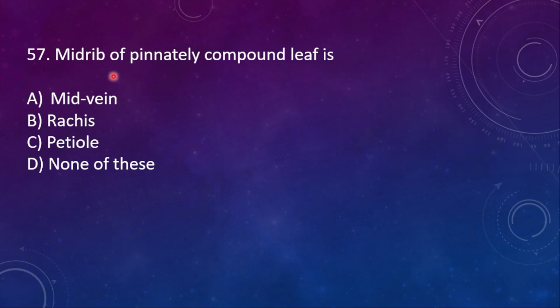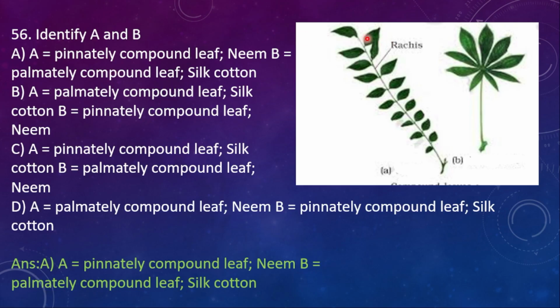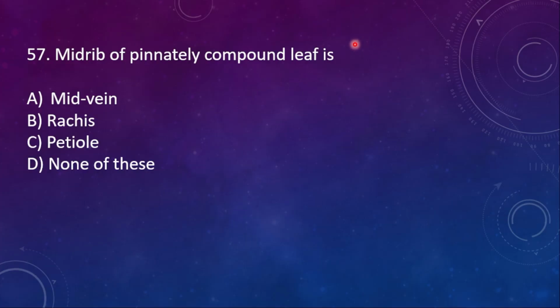57. Midrib of pinnately compound leaf. This one, what is it called? Answer you know that, right? Yes, the answer is rachis. Midrib of pinnately compound leaf is called what? Rachis.